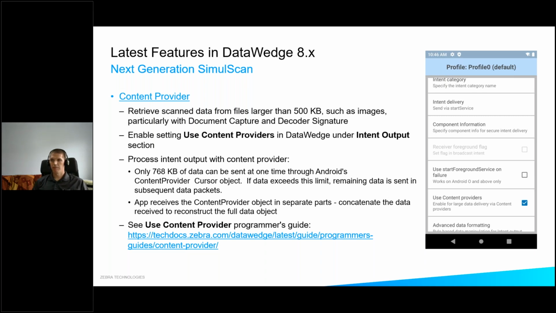After configuring DataWedge, whether for document capture or decoder signature, enable the Use Content Provider setting as shown here in the device screen. Then you would need to handle data processing within your app. Since only 768 kilobytes of data can be sent at once through Android's Content Provider cursor object, if the received data exceeds this limit, the remaining data is sent in subsequent chunks of 768 kilobytes in size.